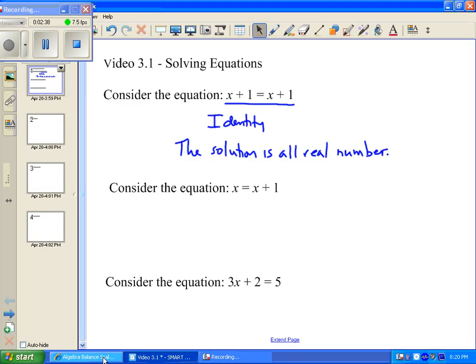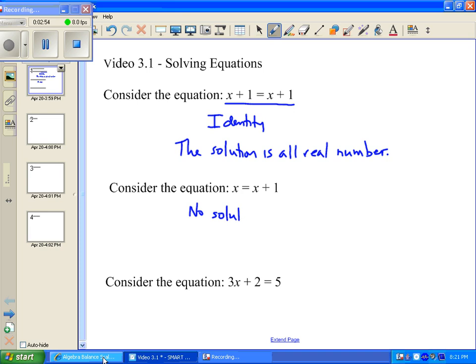So what you'll see in this case, we get something very different again. In this case, this is not called an identity. This is an equation that there's no number that will satisfy this condition. So we're going to say there's no solution to this.